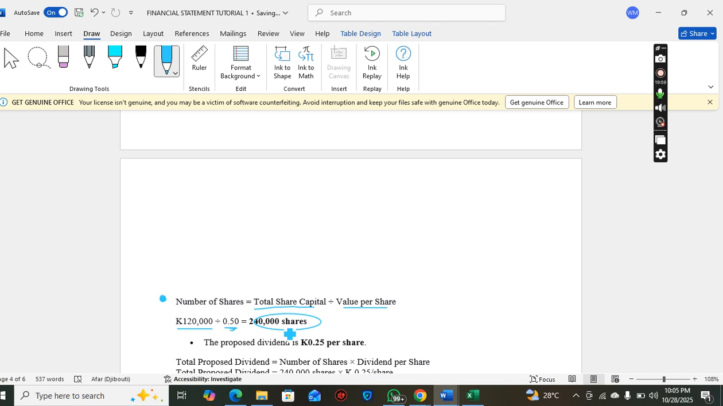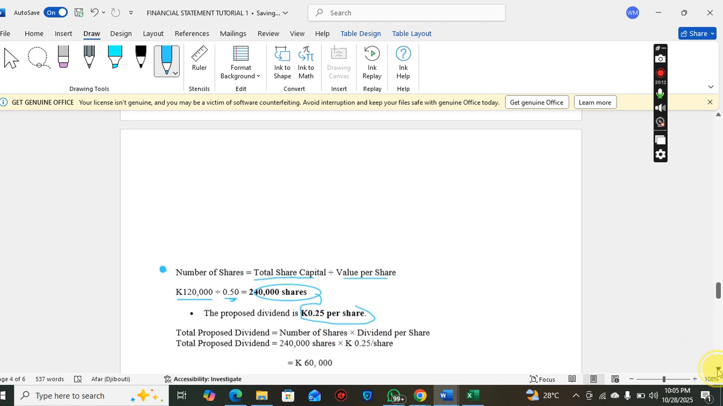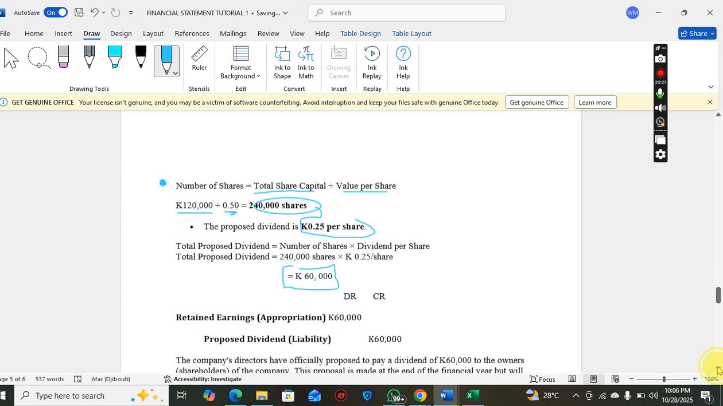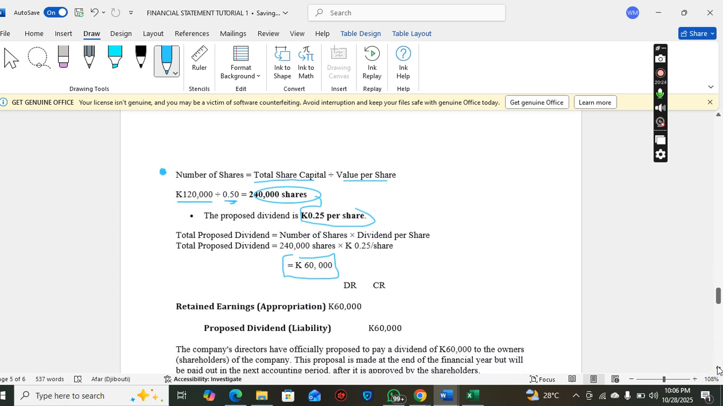Then the proposed dividend is 25 ngwe per share. So each share is getting 25 ngwe. We multiply 240,000 by 25 ngwe per share. That is 60,000 kwacha. That is being proposed to be paid to the ordinary shareholders. Now it hasn't yet been paid, it's just been proposed.